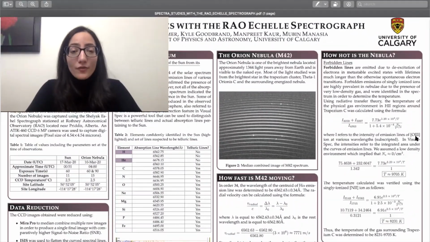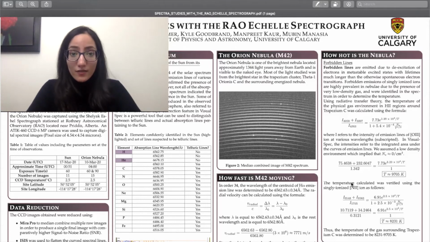The temperature of the Orion Nebula was determined by studying the forbidden lines pertaining to doubly ionized oxygen and singly ionized nitrogen. Forbidden lines refer to the emission of a photon due to prolonged time periods between two collisions in a very low density gas that is prevalent in a nebula.